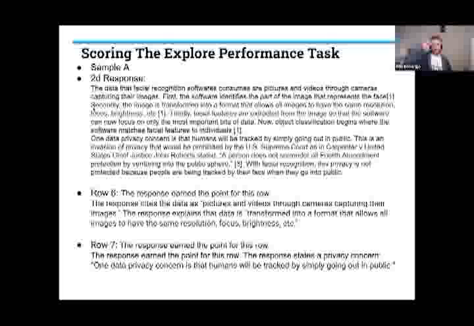All right, and so that is row 4. Now row 5, have they gotten that? Well, row 5 says explains how one of the identified effects relates to society, economy, or culture. All right, and so row 5 says the response explains how the harmful effect relates to society.